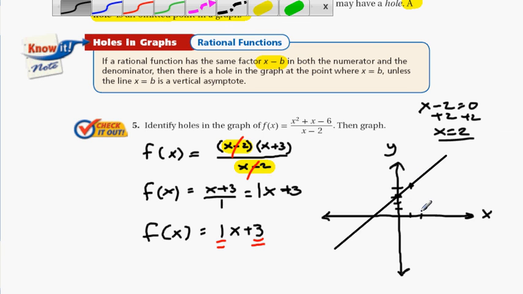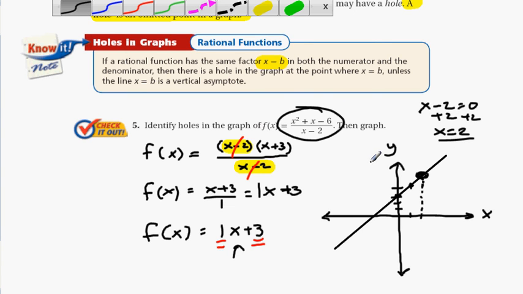So when x is 2, I go up to the equation. By the way, what would the value of y or f of x be if x was 2? Well, I'm hoping you plug 2 in here, and you see, oh gee, 1 times 2 is 2, and 2 plus 3 is 5. So when y is 5 and x is 2, there is a hole in that graph.